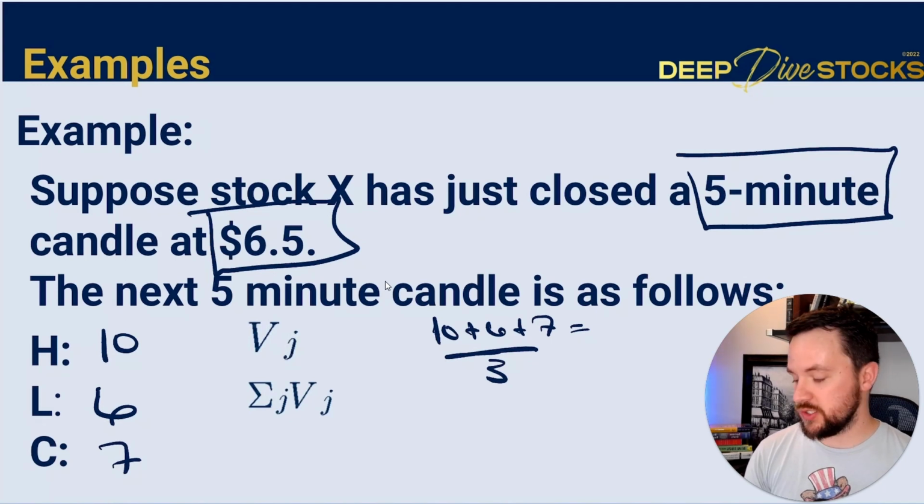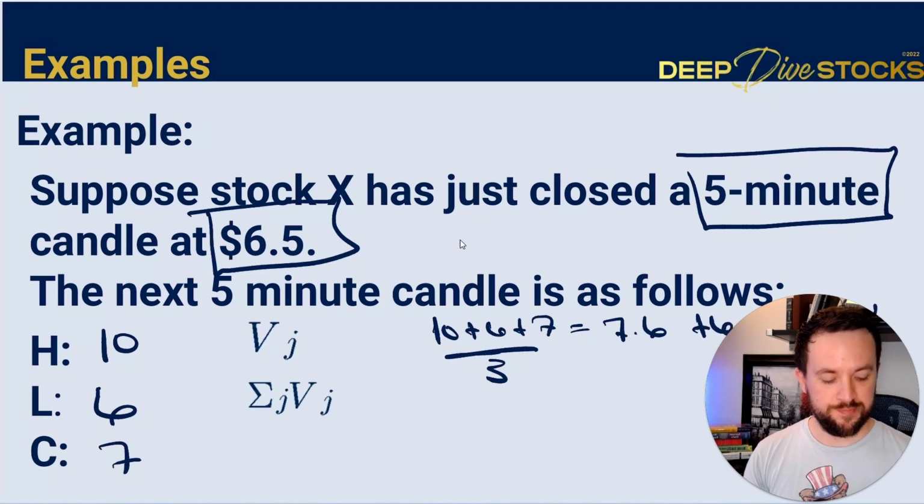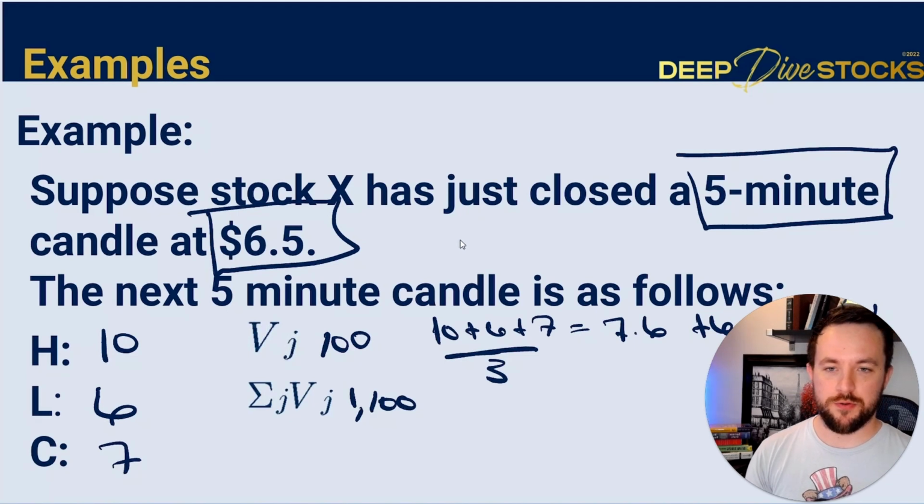7.6, sorry. And then we add the previous VWAP value, which is 6.5, and that gets us 14.1. Then let's suppose that the volume of this 5-minute candle was 100, and the sum of all of the volumes, including this 5-minute candle, was 1100.